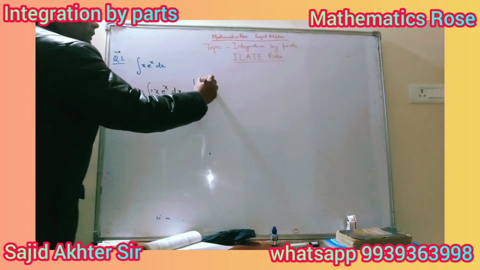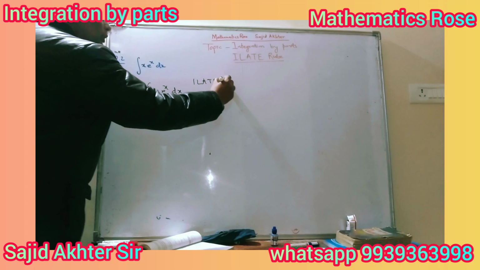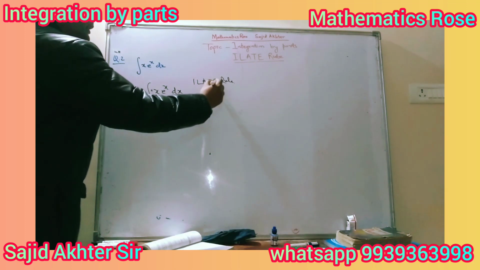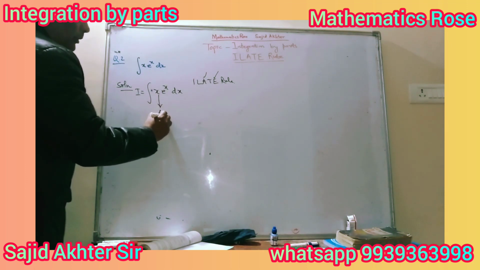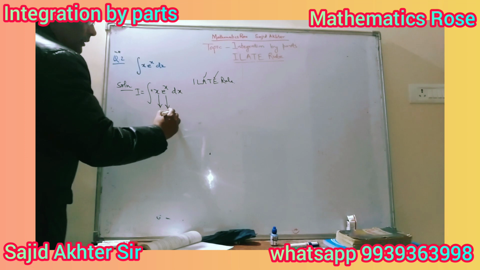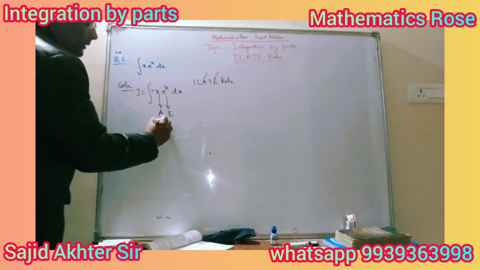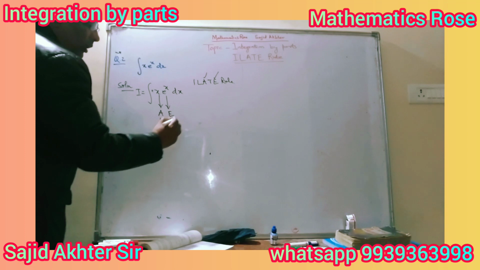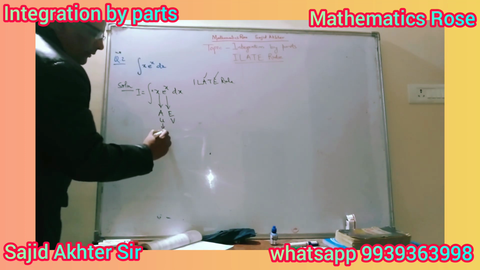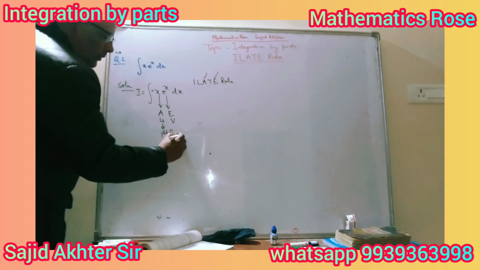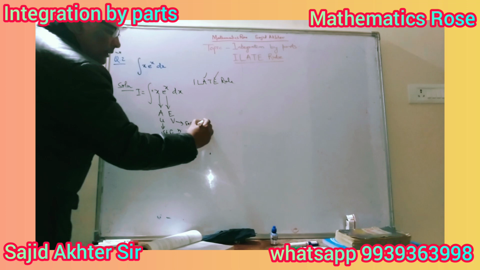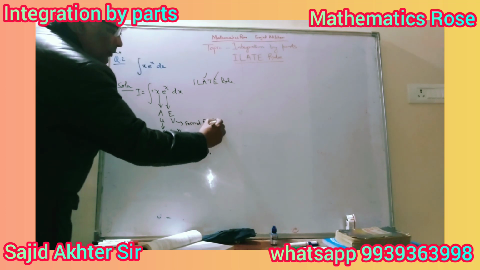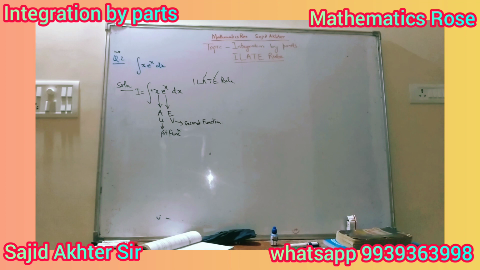Now we will use Euler's rule here. The exponential function is the last one, and the algebraic function comes first. So this is the algebraic function and this is the exponential function. So we will take x as the first function u, and e to the power x as the second function v. And now the repetition will take place.